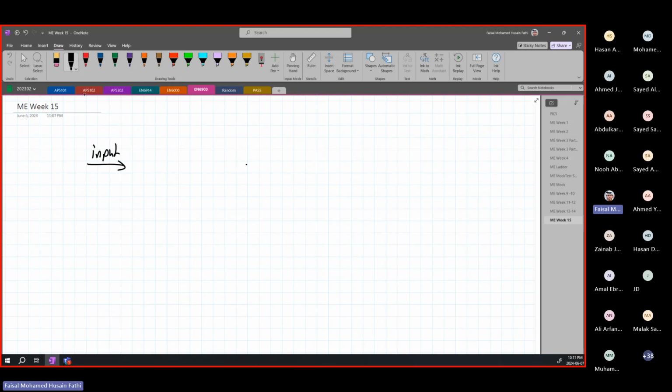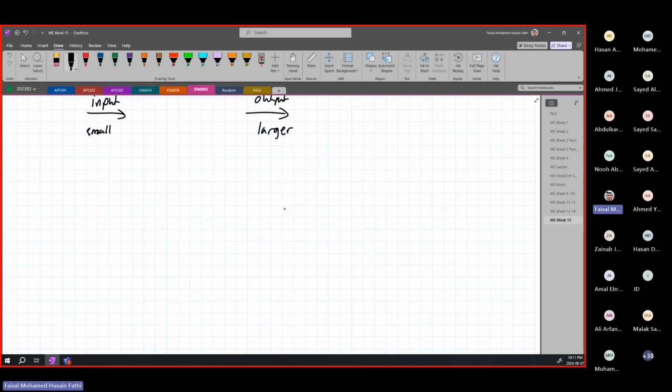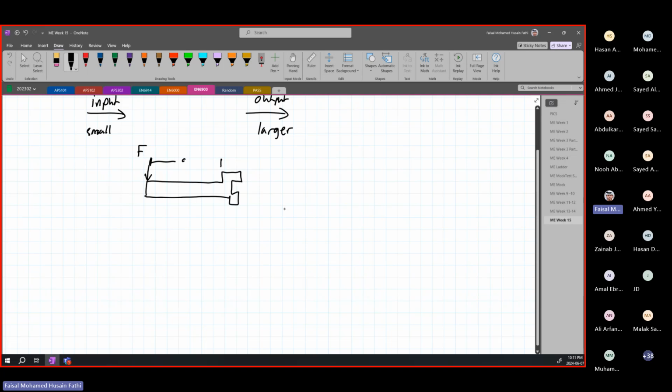And you will get an output from it. Usually it will be a small input and it will give you a much larger output. This is the whole idea. The simplest example is when you are using a wrench or something. Sorry for the terrible drawing, but we are applying a torque here which is very small. The force that we are applying is very small, but because the distance is large, the torque being applied becomes larger with distance.